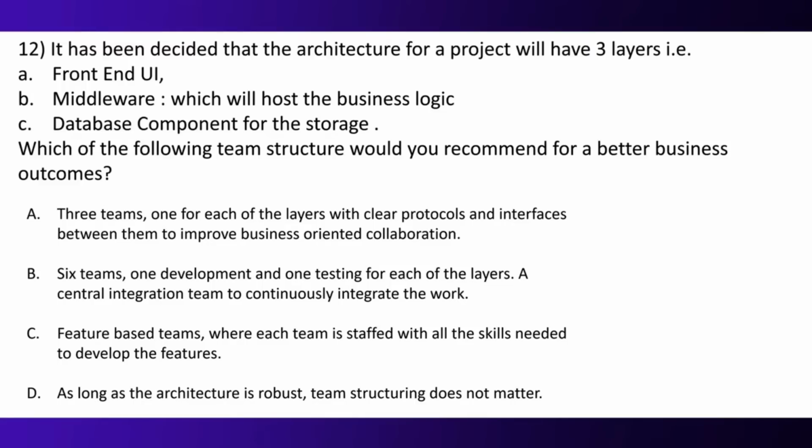Option A. 3 teams, one for each of the layers with clear protocol and interface between them to improve business-oriented collaboration. Option B. 6 teams, one development and one testing for each of the layers, a central integration team to continuously integrate the work. Option C. Feature-based teams, where each team is staffed with all the skills needed to develop the features. Option D. As long as the architecture is robust, team structuring does not matter. And the correct option is C. Feature-based team, where each team is staffed with all the skills needed to develop the feature.